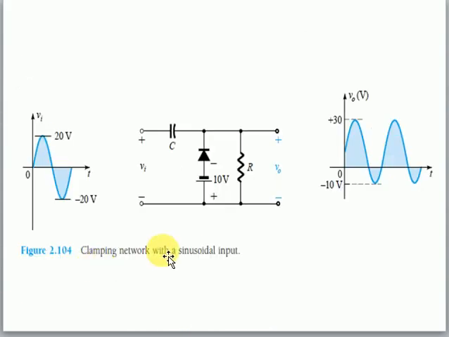And this is the sinusoidal input. Here, simply solve this question by yourself by considering an ideal diode and taking any value of R. But if you solve such a circuit, then during the positive cycle you will get 30 volt, and during the negative cycle you will get the value of minus 10 volt.